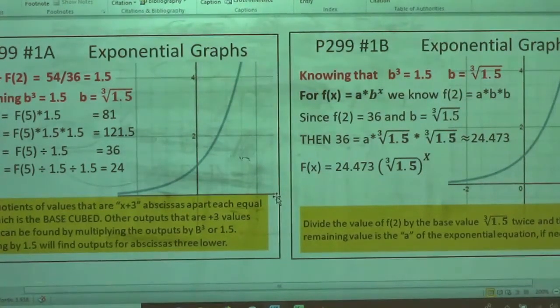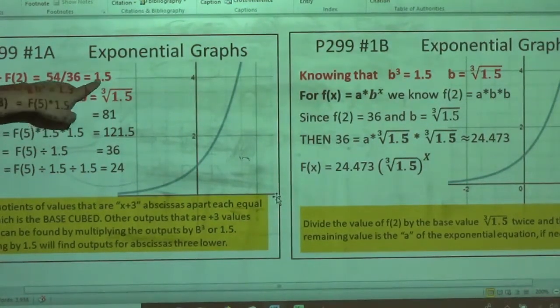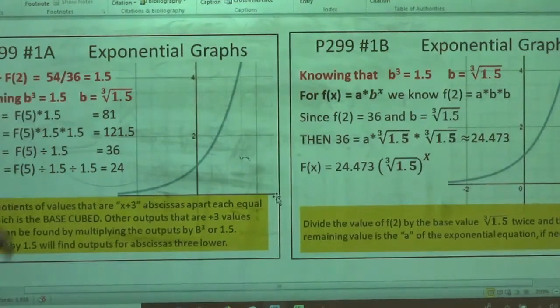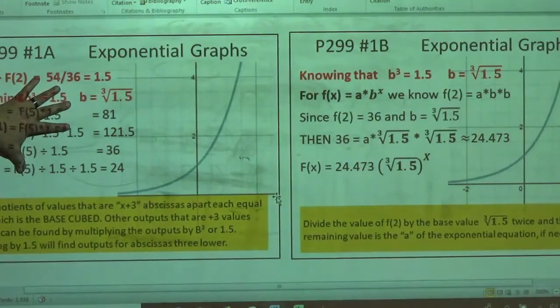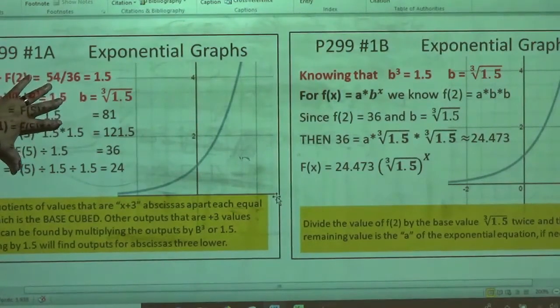If I'm at 5, and I want to go down 3, I'll be at 2. Well, if I take the 54 and I divide it by 1.5, I do end up with 36. And if I divide it by another 1.5, I end up with 24. And the calculator can find that. Okay, all right, now that's the skill in 613.